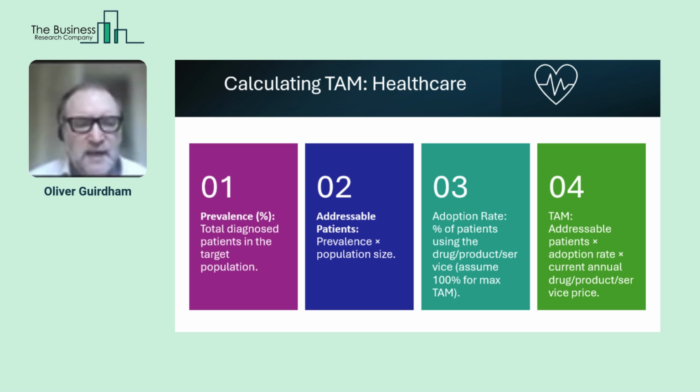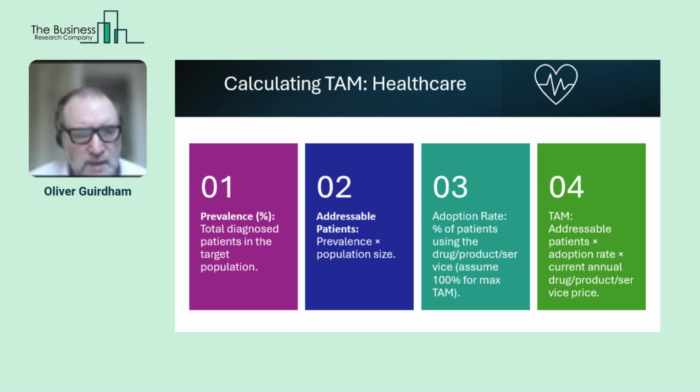In healthcare, it's particularly useful because you do have hard numbers for things like prevalence and incidence. So you often have a clear idea of how many people have a disease, but you can't simply take the prevalence and multiply it by the cost of treatment. Again, there are factors like how many.